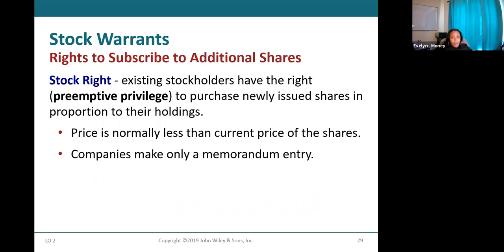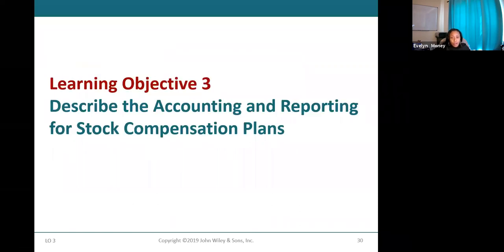Now, I've already mentioned something about the preemptive privilege that stockholders have. They can purchase new shares of stock when it's issued first, just so that their percentage in ownership is not watered down. But the corporation doesn't really have to make a journal entry. They only have to make a memorandum entry. They only need to remember that, hey, we issued some stock warrants. They may be exercised. They may not be exercised. But that price that's on that warrant for the preemptive privilege is usually a little bit lower than the market price.